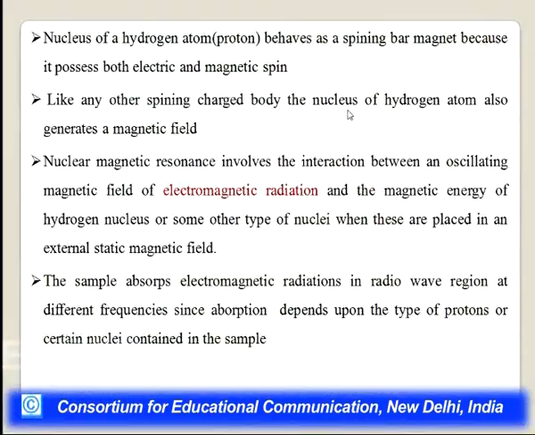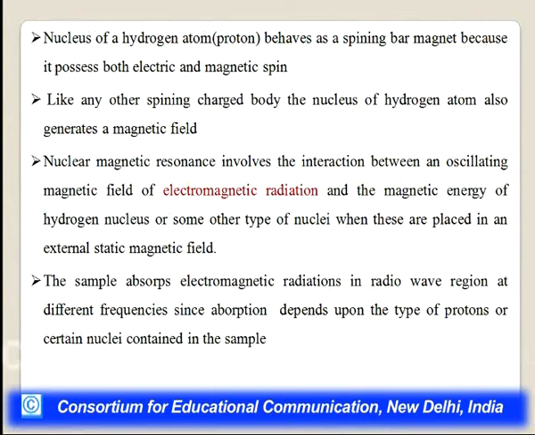The nucleus of a hydrogen atom behaves as a spinning bar magnet. Why is it so? Simple, because it possesses both kinds of spin, electric spin as well as magnetic spin. Like any other spinning charged body, the nucleus of the hydrogen atom also generates a magnetic field. And nuclear magnetic resonance involves interaction between the oscillating magnetic field of the electromagnetic radiation and the magnetic energy released by the hydrogen nucleus, or another type of nuclei as we have discussed, carbon.